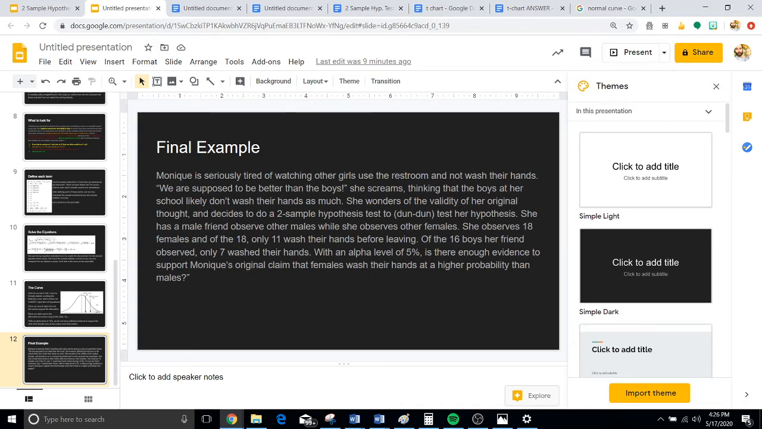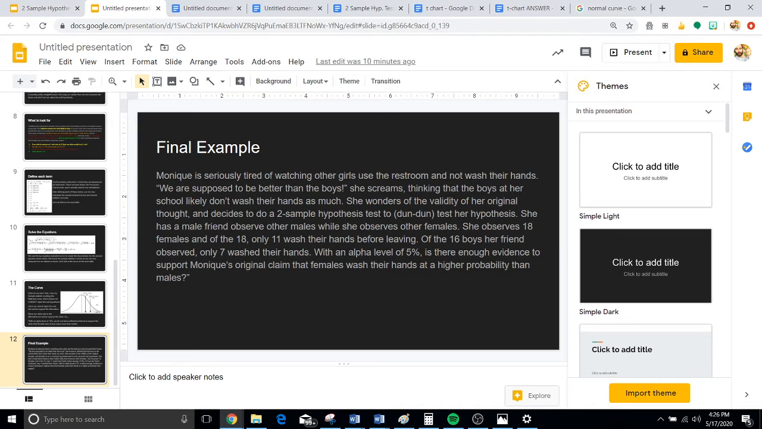Monique is seriously tired of watching other girls use the restroom and not wash their hands. "We're supposed to be better than the boys," she screams, thinking that the boys at her school likely don't wash their hands as much. She wonders about the validity of her original thought and decides to do a two-sample hypothesis test to test her hypothesis. She has a male friend observe other males while she observes other females. She observes 18 females, and of the 18, only 11 wash their hands before leaving. Of the 16 boys her friend observed, only 7 wash their hands.